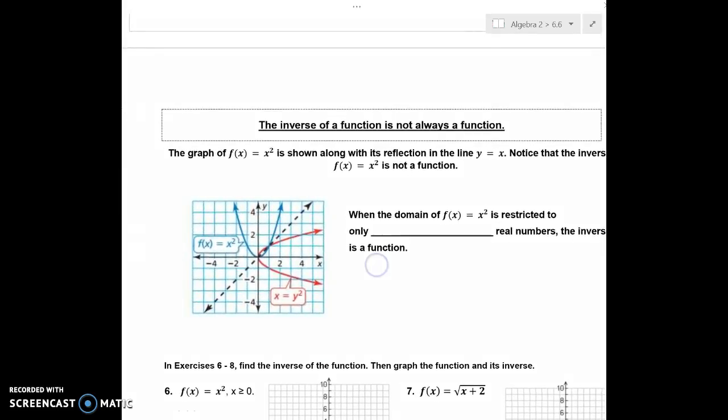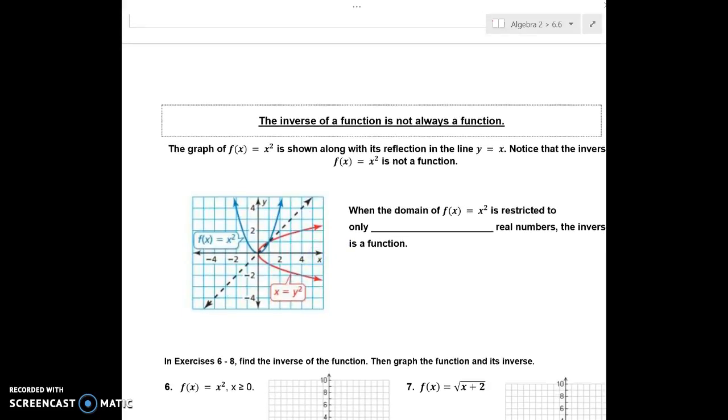Now you need to make a note, well, it's already up here. It says the inverse of a function is not always a function. Here is an example of a function. F of x is equal to x squared, which is a function, but its inverse, which is this, is not a function.